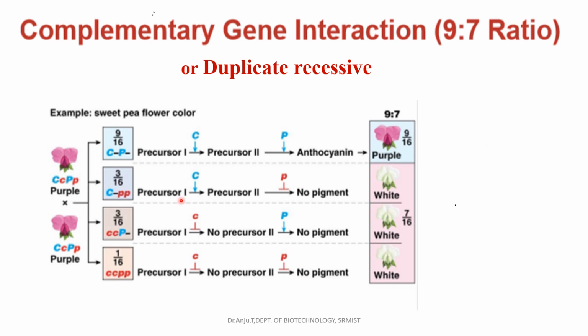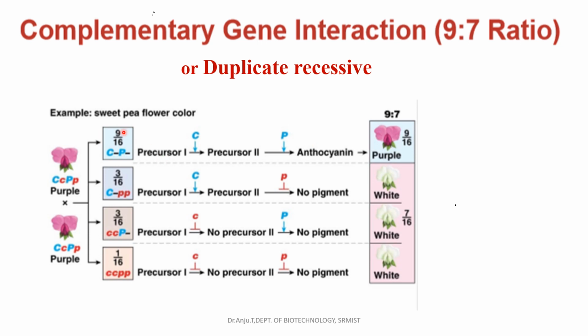It is complementary, that is, two genes are involved. So two genes complement, work together to produce a product. But when the dominant allele of either of the genes is absent, then a mutant phenotype is produced. Otherwise, we can say if the recessive allele of either of the genes is present, then a mutant phenotype is produced. So both the dominant alleles are required for a product to be formed.